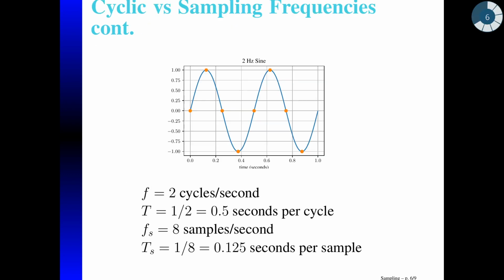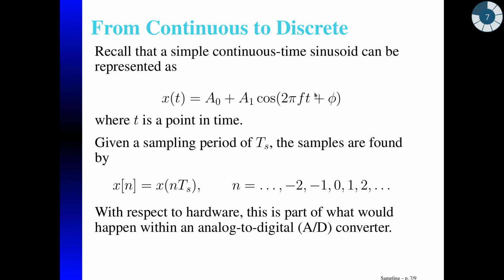So how do we get from this continuous signal, the blue line, to our set of samples that are supposed to represent that line? Well, if this is our continuous time sinusoid, and remember I'm using parentheses and the letter T here to represent continuous time, if I wanted to take a particular sample, I could plug in a particular time and that would give me the value at that point in time.